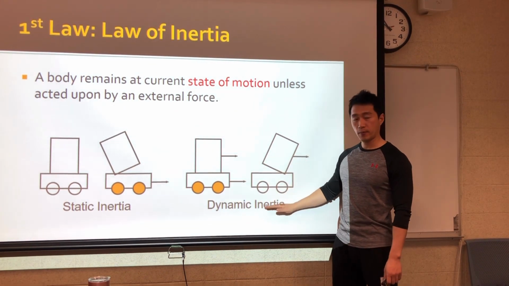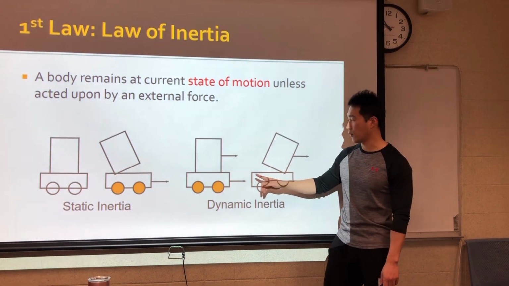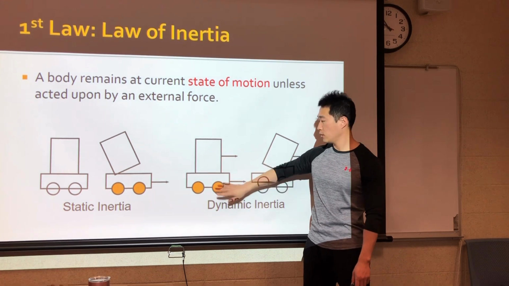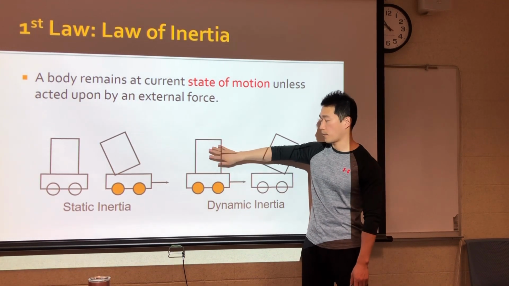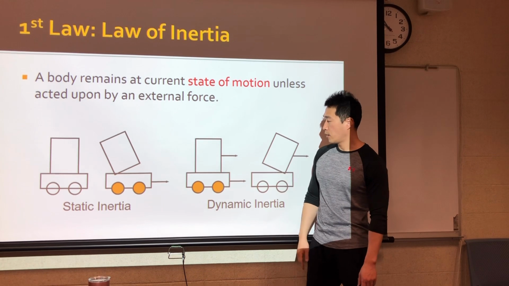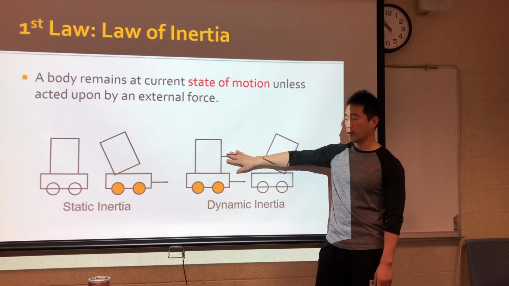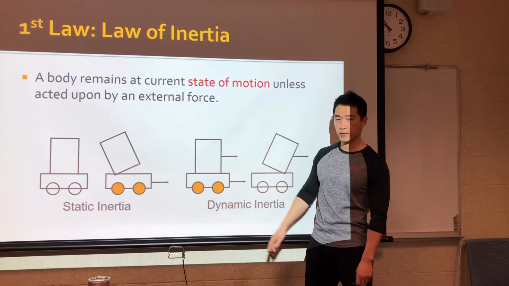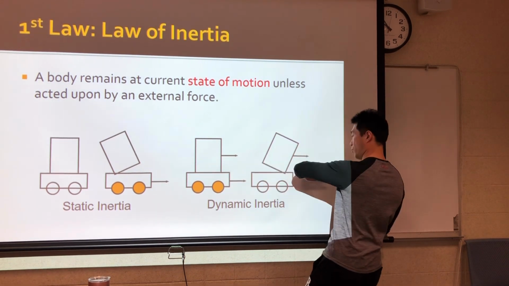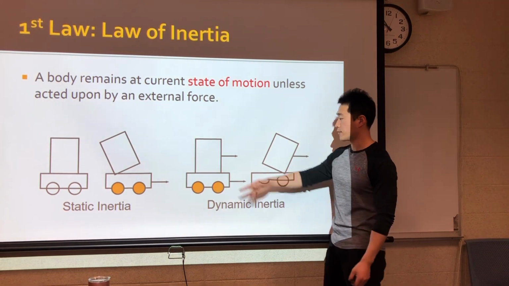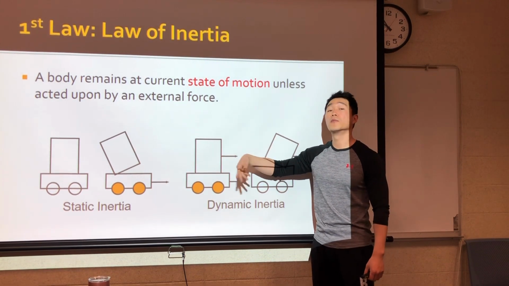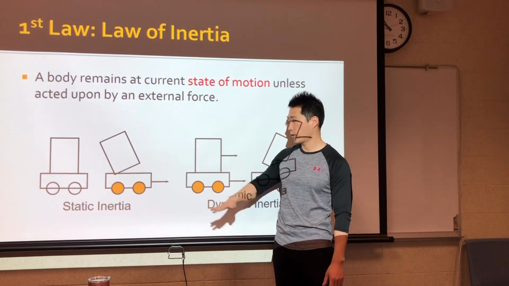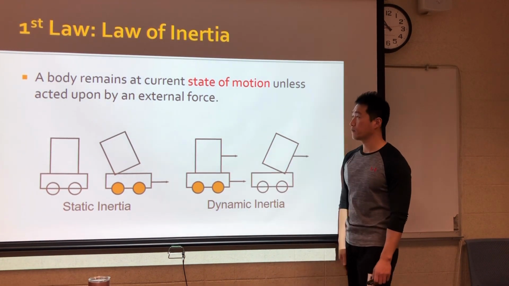Still inertia, right? But with dynamic inertia. Look at this. This system is moving together: wheel, cart, and the box on top of this cart. And then they are moving together. What if this car suddenly stops? Then what's going to happen to this box? This box will fall this way, because this one has a tendency to keep moving, dynamic inertia. So we can have two different inertia here, static inertia and dynamic inertia.